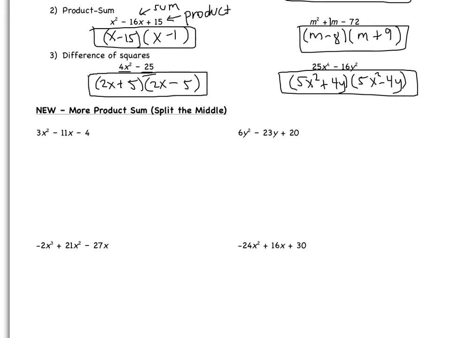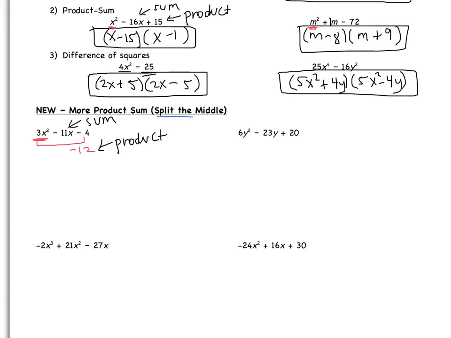So looking at the product sum examples we had above, we have 1x squared, 1m squared. Now this next example, we have 3x squared, which is why we need to split the middle. If the leading coefficient is not 1, in this case it's 3, you need to split the middle. The first thing that you do is multiply a and c, and I get negative 12. Now I need two numbers whose product is negative 12 and whose sum is negative 11. Well, that's negative 12 and positive 1.